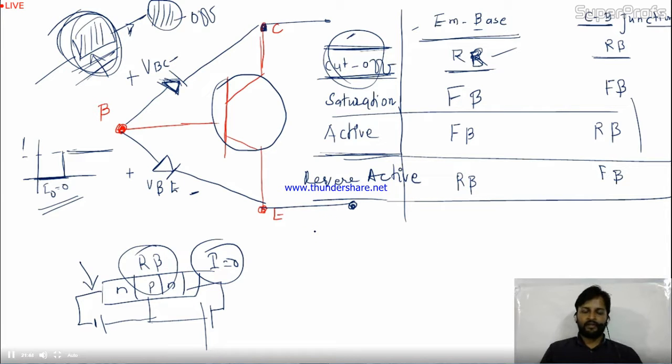Is it okay? So this is the brief idea of the BJT circuit. Later we'll discuss it. Now come to the next part.